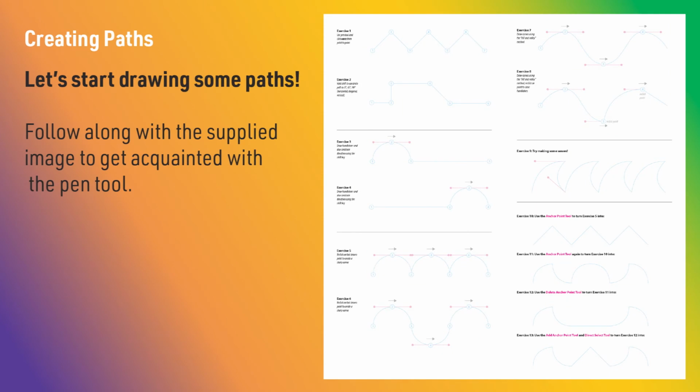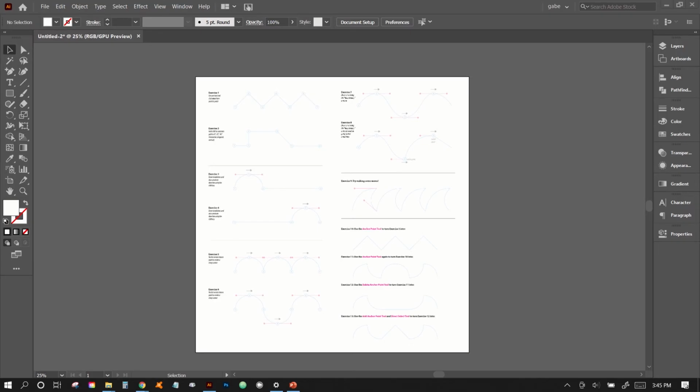Let's start drawing some paths. Follow along with the supplied image to get acquainted with the pen tool. You can find this image on my blog or in the course site. Now that I've pasted my image into my workspace, I'm just going to go to my layers panel and lock the layer that my image is on. That way I don't have to worry about selecting it later. I'm going to make a new layer and do the exercise on that.